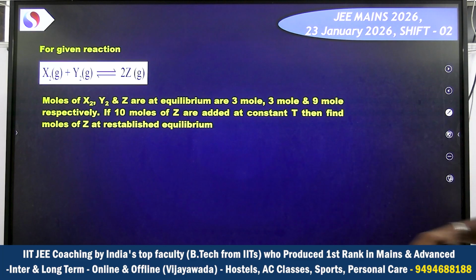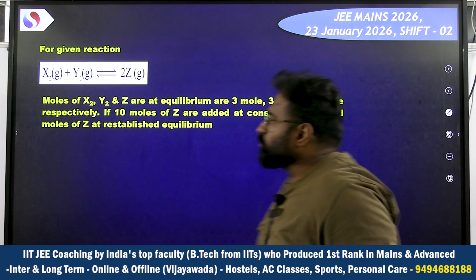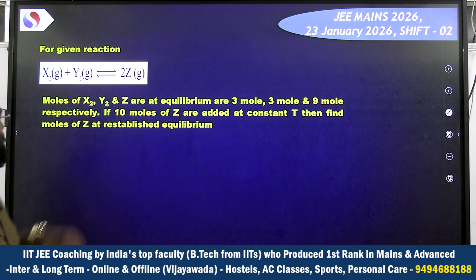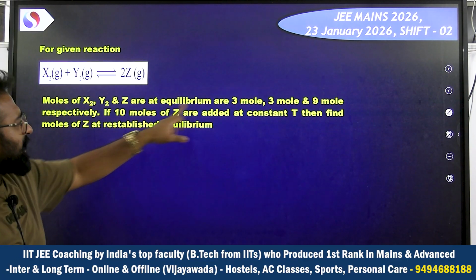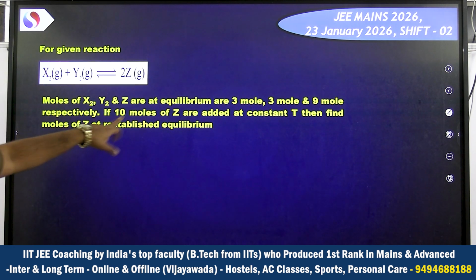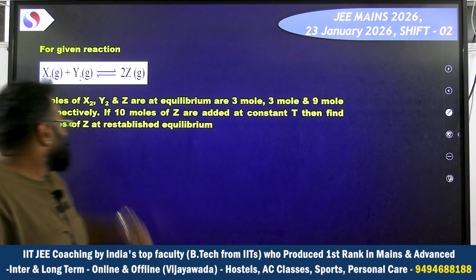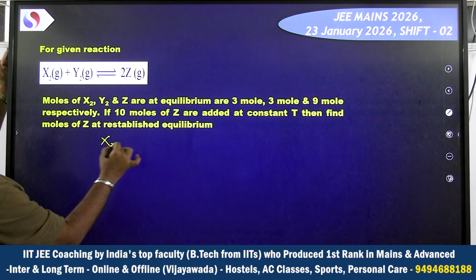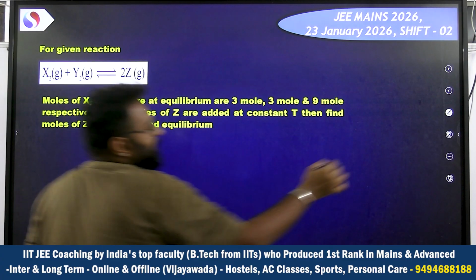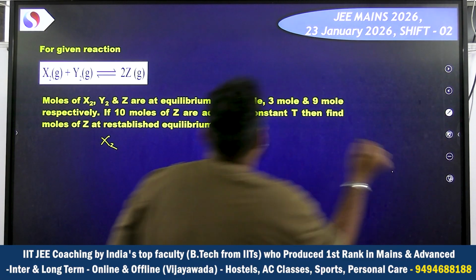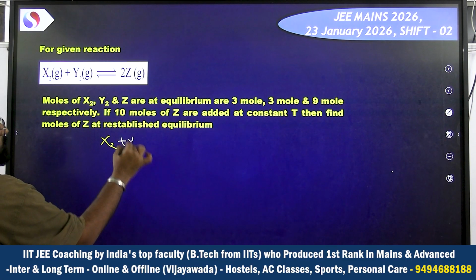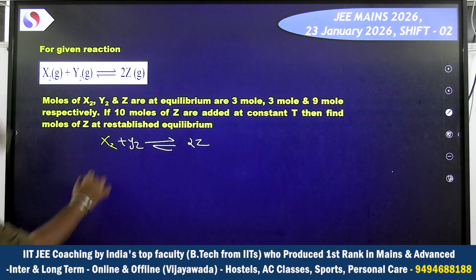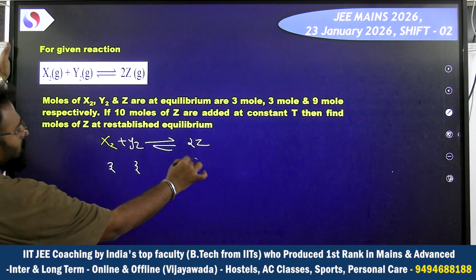What is the next question? For the given reaction, X2 plus Y2 gives 2Z. The moles of X2, Y2 and Z are given. If 10 moles are added, then find the equilibrium constant. Simple question. Look, let me change the pen. X2 plus Y2 gives 2Z. At equilibrium it is 3 mole, 3 mole, and 9 mole.